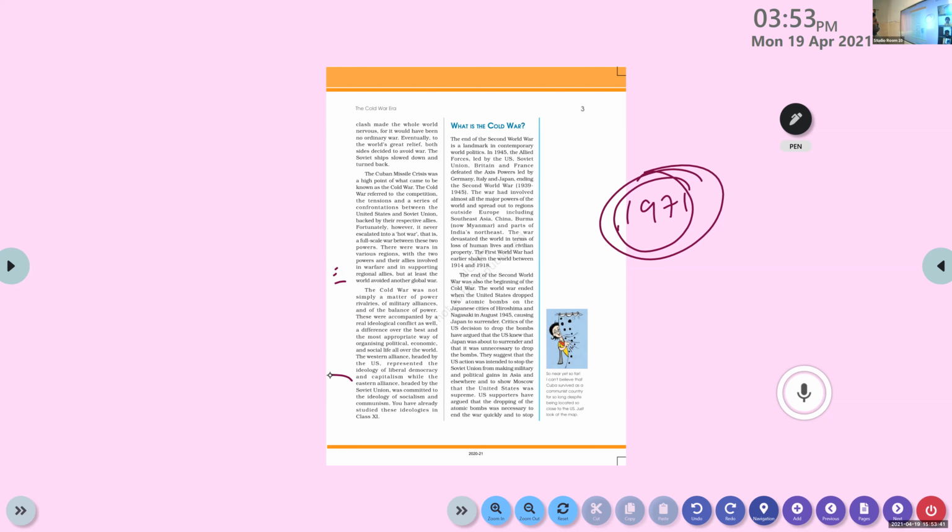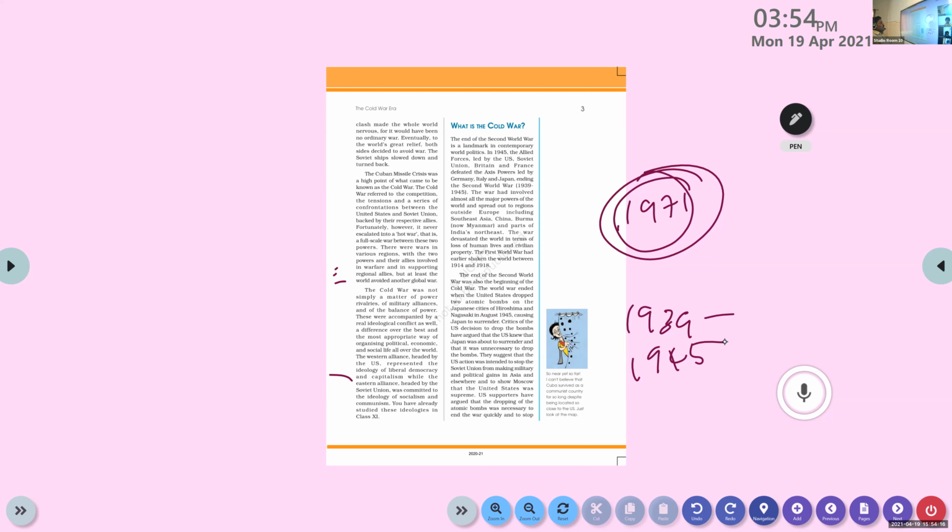The end of the Second World War is a landmark in contemporary world politics. The present world politics started from 1945. You can say that after the Second World War. The Allied forces led by US, Soviet Union, Britain and France defeated the Axis powers led by Germany, Italy and Japan. In the morning session we discussed that. Remember? The Second World War ended in 1945. So the war period is between 1939 and 1945.